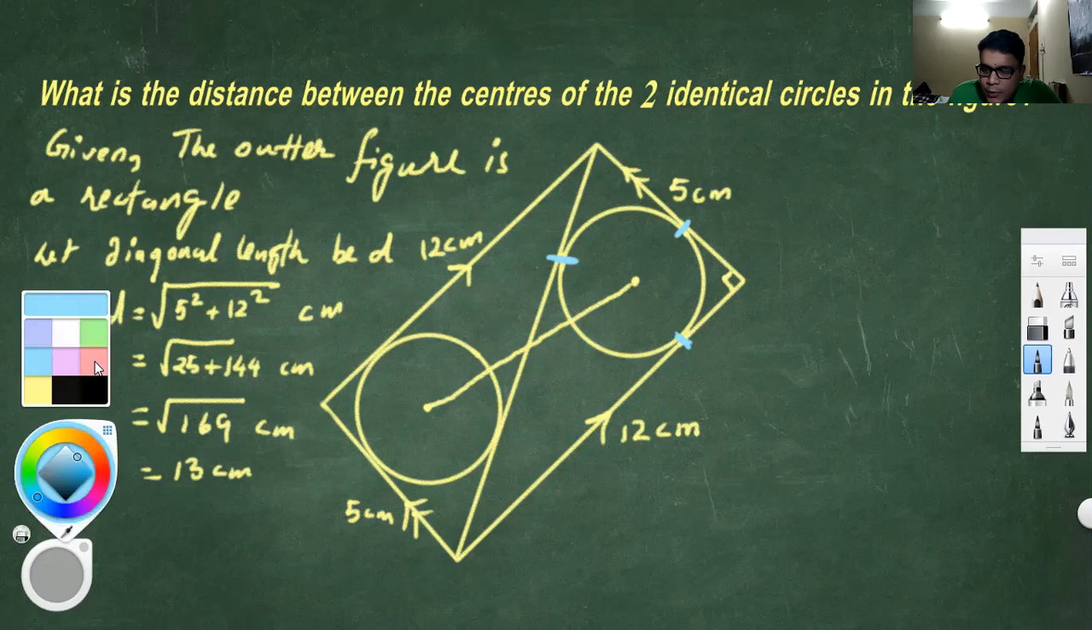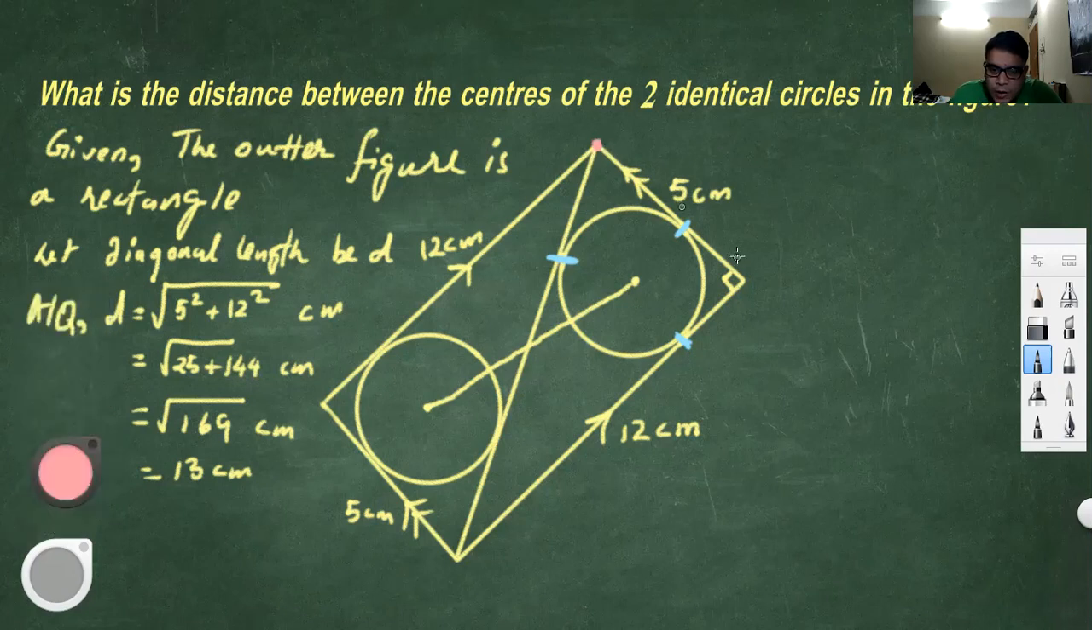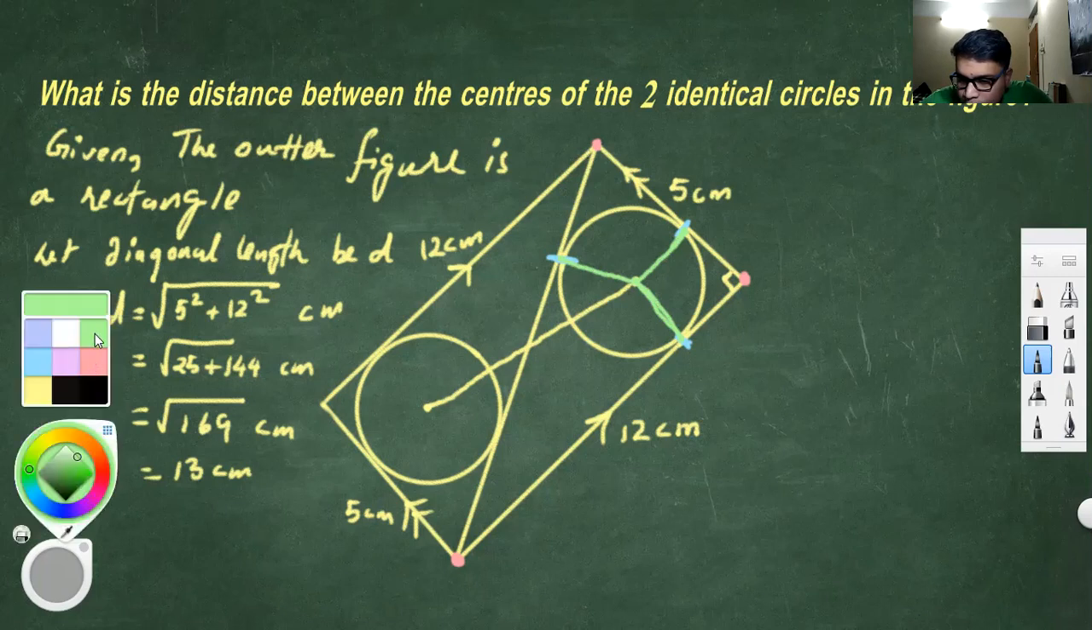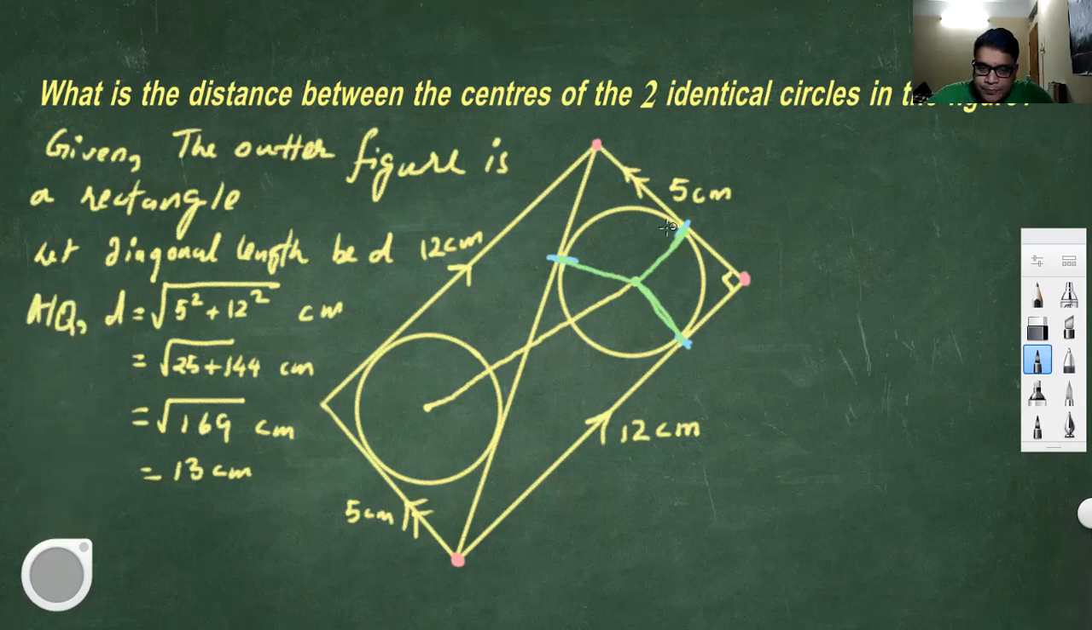And I'll mark the external points with red. This is one point, this is one point, and this one is one point. These are the three points. Okay, and now I'm going to draw the radii joining these points. So this is one radius, this is the other radius, this one is another radius. Fine. And now I'm going to convert this triangle into one.